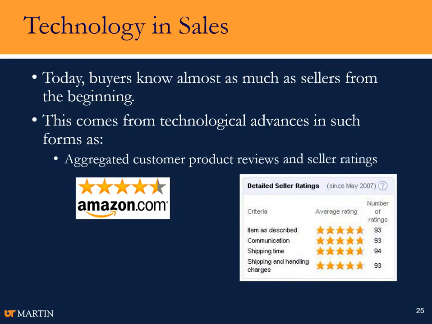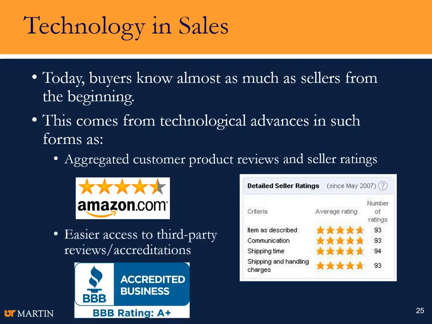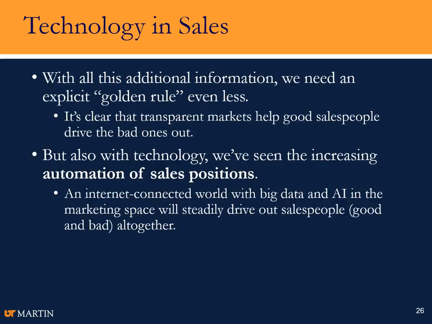If we're going to buy something from somebody, we can go out and look at the internet to guide us in how people have felt about that seller in the past. And we also have other aggregators, third-party reviews and accreditations. They give us more information about products and businesses than we ever had before. So with all that information that we didn't have before, we don't need explicit golden rules as much because that transparency makes it easy for buyers to make good, safe decisions. Again, market forces are going to drive the bad salespeople out.